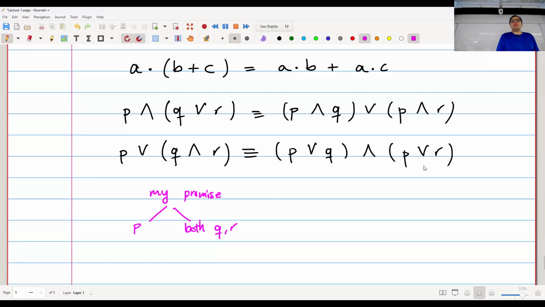Now let's do the case where P is false. If P is false, my promise here would basically be Q and R. But if P is false, false or with anything is just that thing, right? So this is basically just Q and R, which is exactly what I had here. So you can see that my promise, which was 2 parts, where I was saying at least one of these 2 parts holds, I can turn it into a promise where I say both of the parts hold, but now I have P or Q here and P or R here.